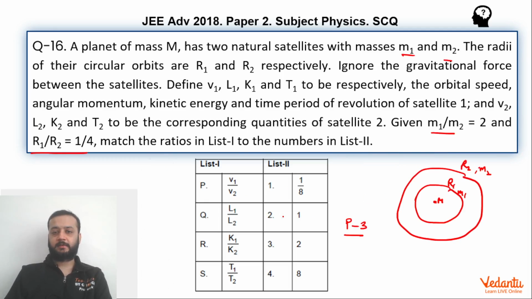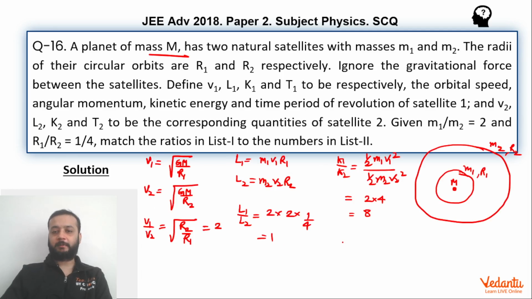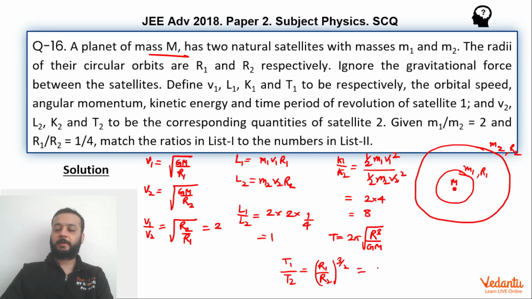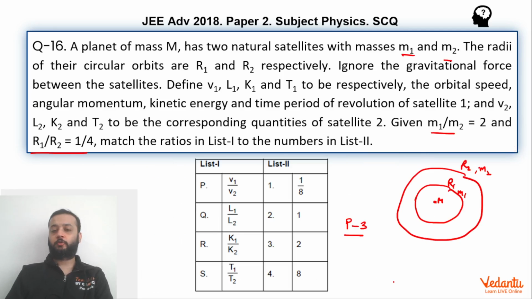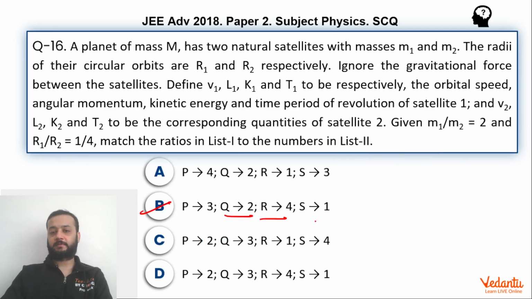And S is time period. We know time period can be written as 2 pi root of r cube by GM. So we realize that T square is proportional to r cube. That means T1 by T2 will be equal to r1 by r2 to the power 3 by 2. Now r1 by r2 is 1 by 4. 1 by 4 to the power 1 by 2 is 1 by 2. Whole cube is 1 by 8. So this will become 1 by 8. If you go back to option S, it matches with 1. S matches with 1. Correct?